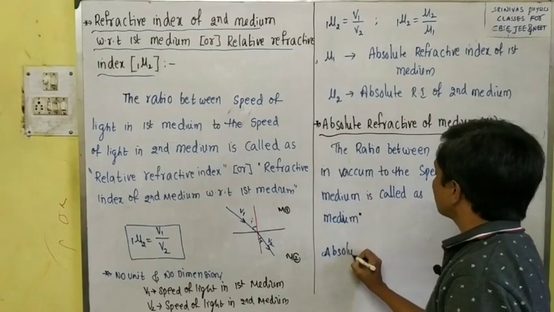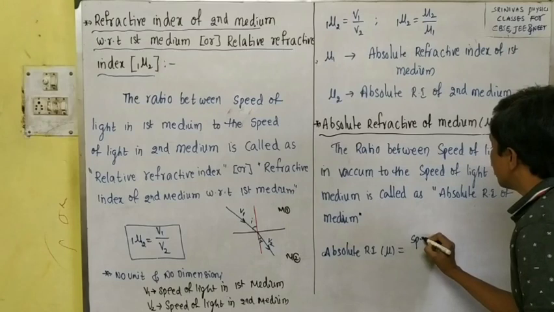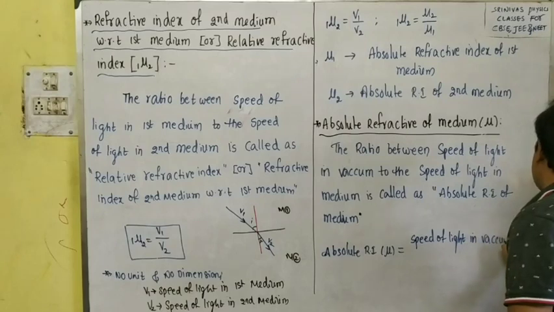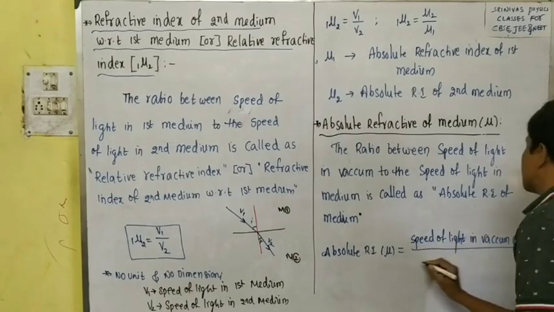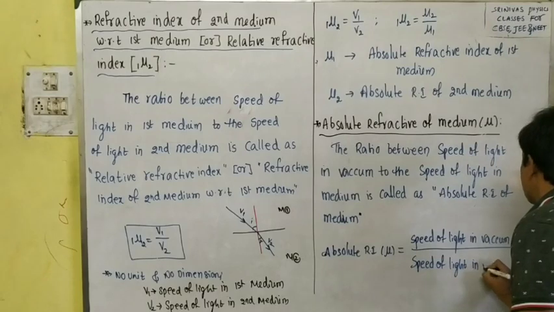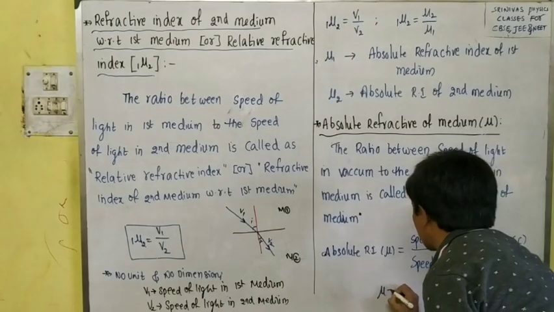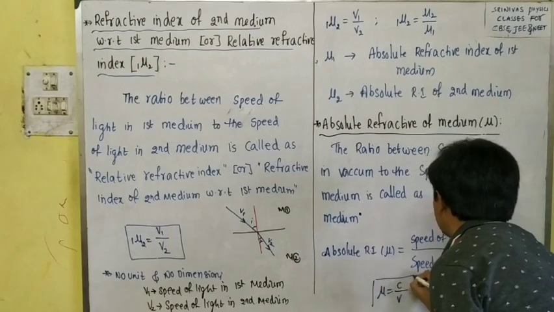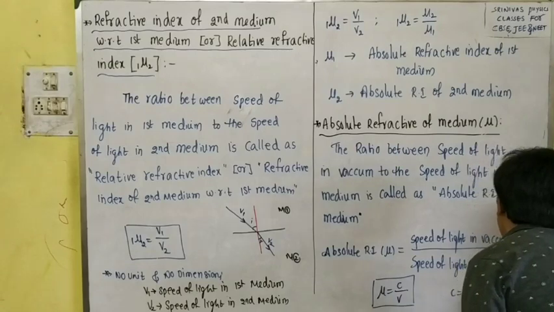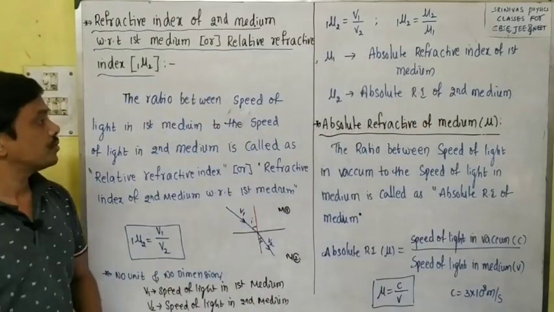Then the absolute refractive index formula: mu is equal to speed of light in vacuum, that is c, 3 into 10 to the power of 8, by speed of light in medium. In medium, the speed of light we can consider as v. Then the absolute refractive index formula is c by v. Okay. What is the value of c here? We know the c value is 3 into 10 to the power of 8 meter per second. That is the speed of light in vacuum. Okay. For example, I am going to continue. You take the screenshot and note it.